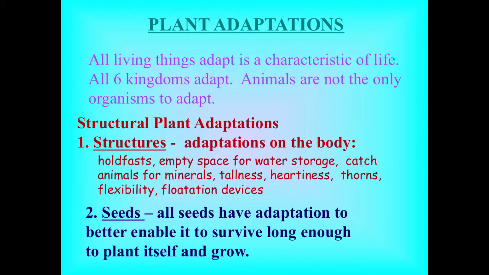The second way that plants can adapt are seeds. All seeds have adaptations to better enable them to survive long enough to plant themselves and grow. Because they do not produce miniature versions of themselves like humans or most mammals do, a seed is in a dormant state. And that is an adaptation to allow it to live long enough so that once it finds itself in a situation where it is receiving enough water and minerals to break through to perform photosynthesis, then a plant can start to grow and form.